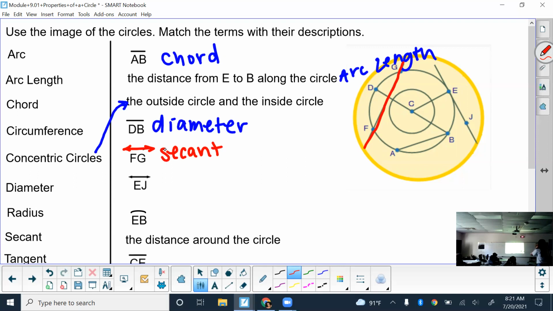The opposite of that would be tangent. So secant is a line that continues and it goes through the circle. All right, so it's not a line segment, it's a line that goes through the circle.